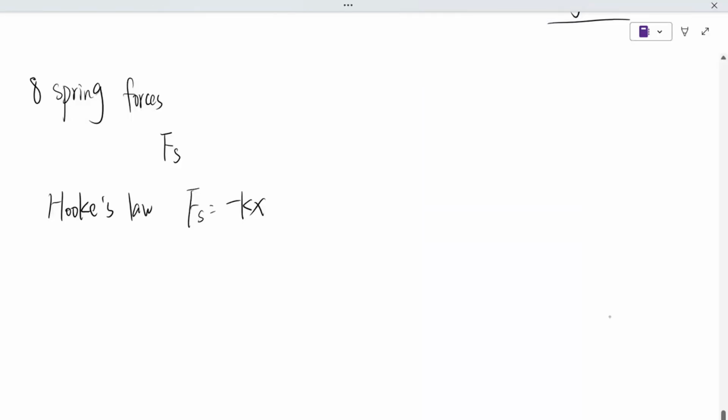Alright, next topic, spring forces. We can use Fs to represent spring forces. For calculating Fs, we can just use Hooke's law, where Fs, the spring force, is equal to negative k times x. The k is the spring constant. The x is the distance that the spring got stretched, or the delta x of the spring. The delta means change. Y'all probably knew that.